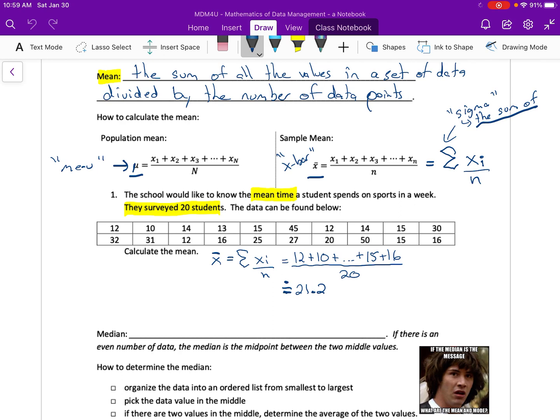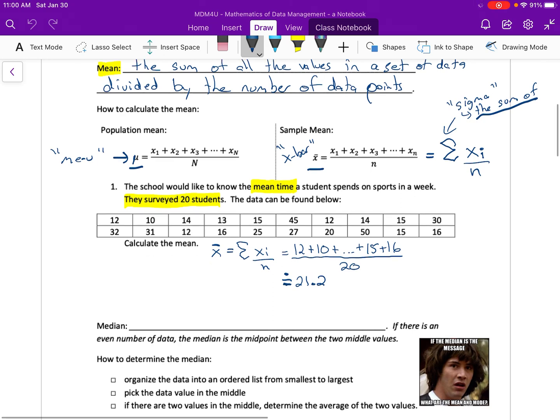As I said, there's more ways to calculate the average than the mean. The next one we're going to look at is the median.